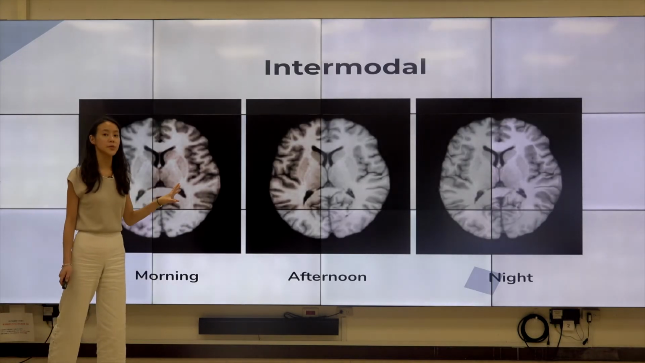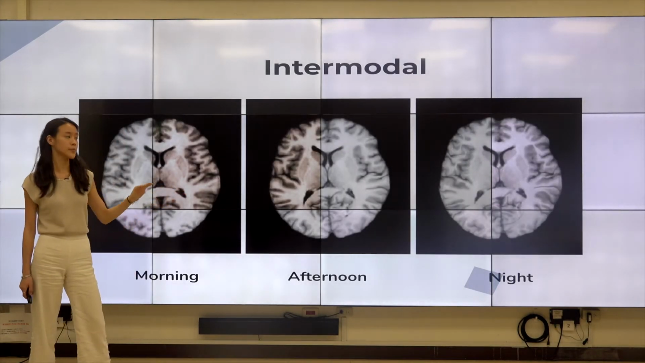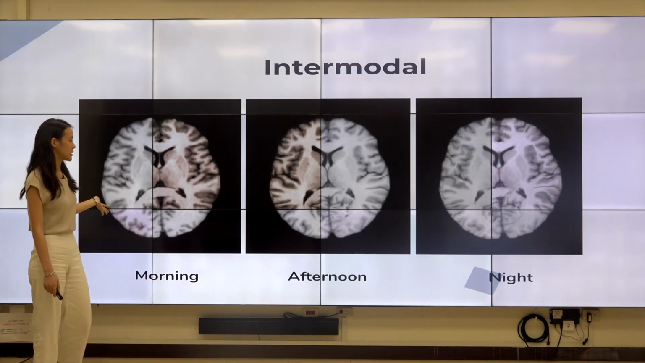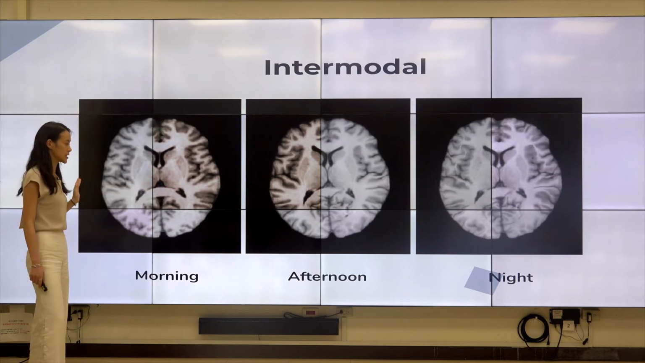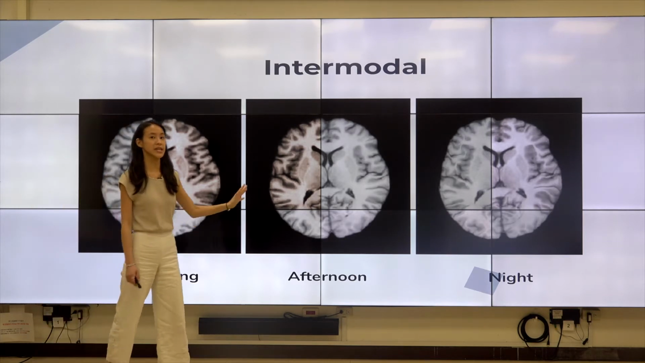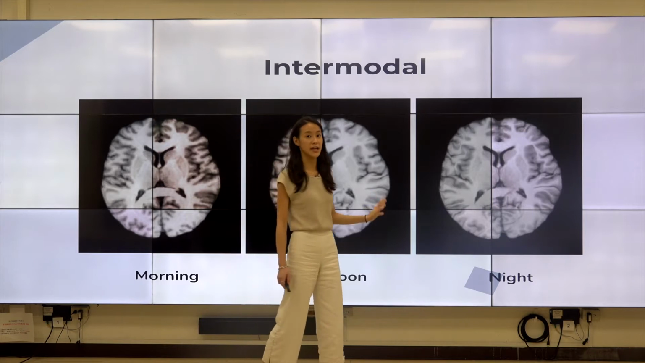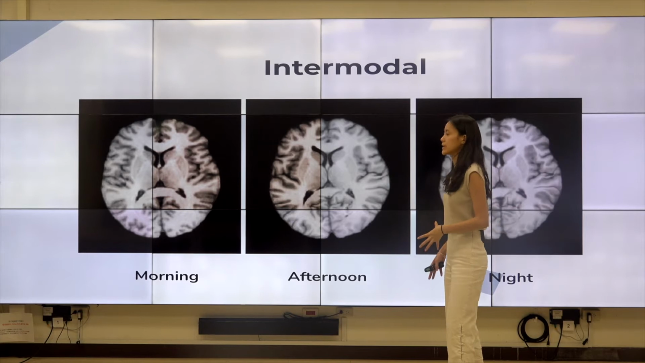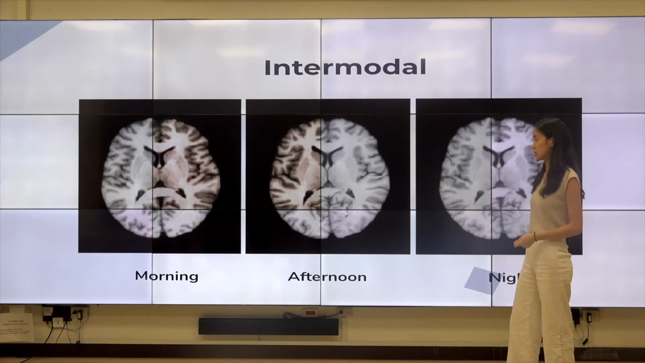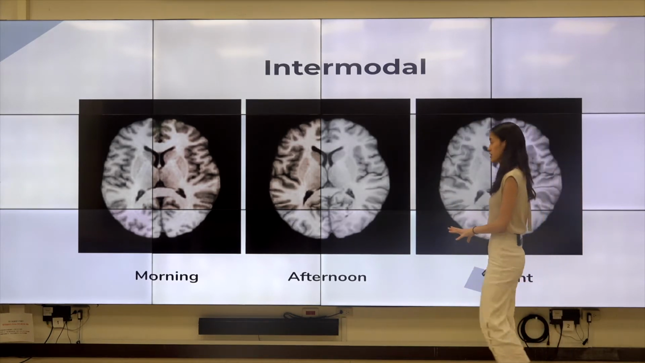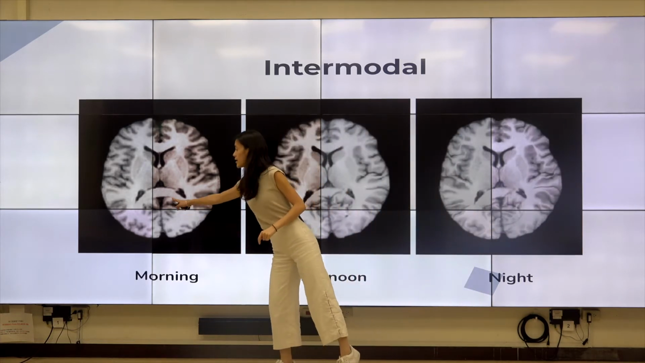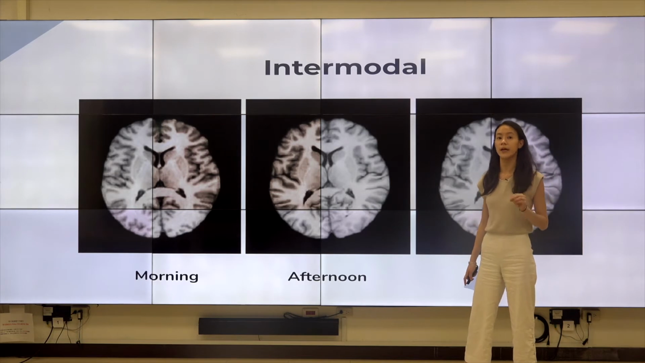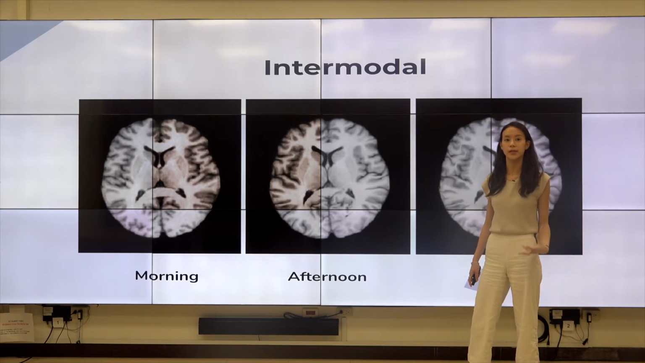And so an intermodal situation, as I explained before, would be a situation where we have the exact same subject but taken at different times. In this situation, as you can see, these are 3 different images taken at different times: morning, afternoon, and night. And as you can see with the naked eye, there isn't a very obvious difference between all of these 3 images. However, the truth is that there is a difference. As you can see here, in this section, it is very different from the afternoon section. So that's something that would be very hard for us as human beings to pick up immediately.